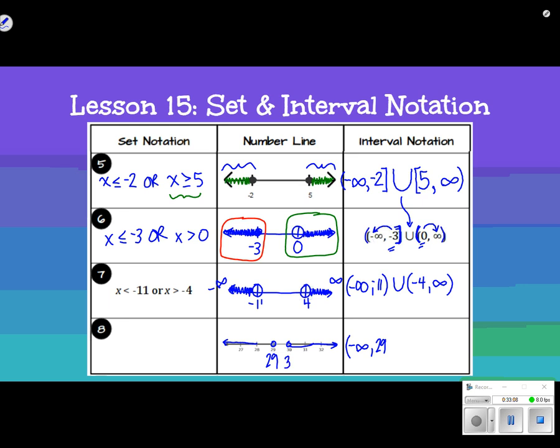But if you made closed circles, that's okay. Closed circle, you would have a bracket. Join that with 30 all the way up to positive infinity. And then again, you're looking at an OR compound inequality. X is less than 29 or x is greater than 30.